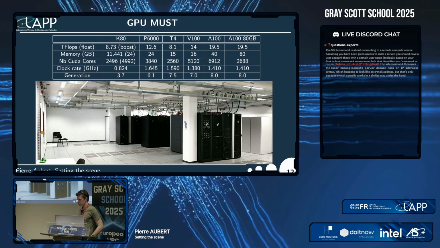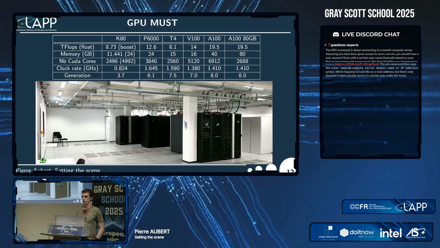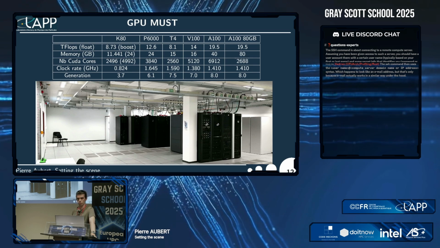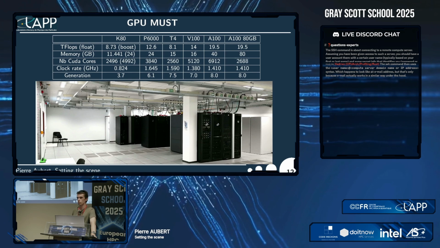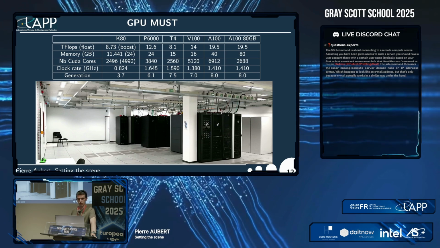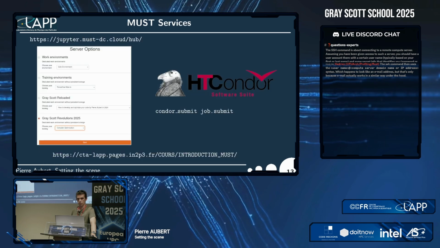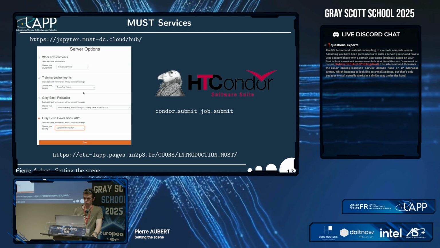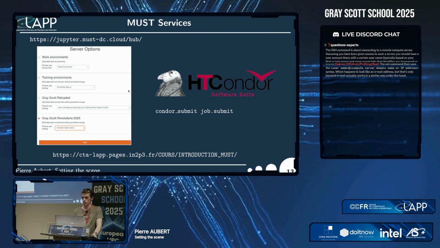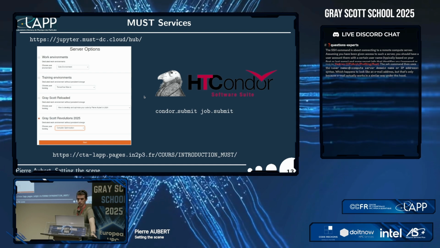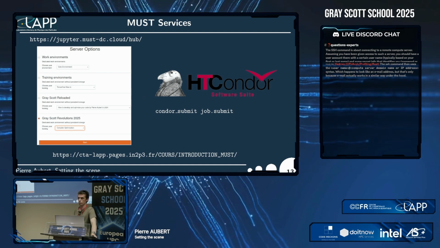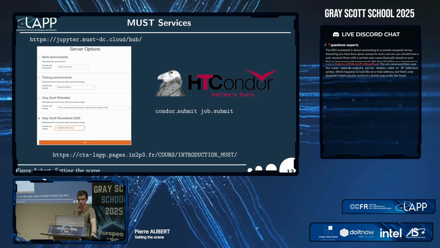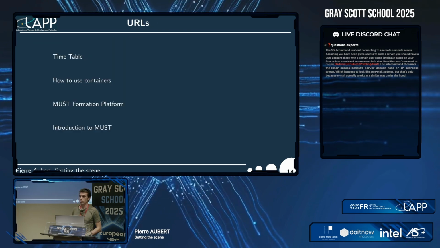And finally, I will present to you a bit of Must. As Giovanni said, we have a computing center here at the lab. We have this kind of GPU, not many, but it's enough for you to play with. We will mainly use A100 for the second part of the school. We also have a formation platform, the Jupyter Must, the interface I presented last week, and I can present it again if you want. For the scheduling of jobs, we use HT Condor. It's not a classical HPC center, because they usually use Slurm, but HT Condor is another scheduler, so you will not get lost if you want to use that.